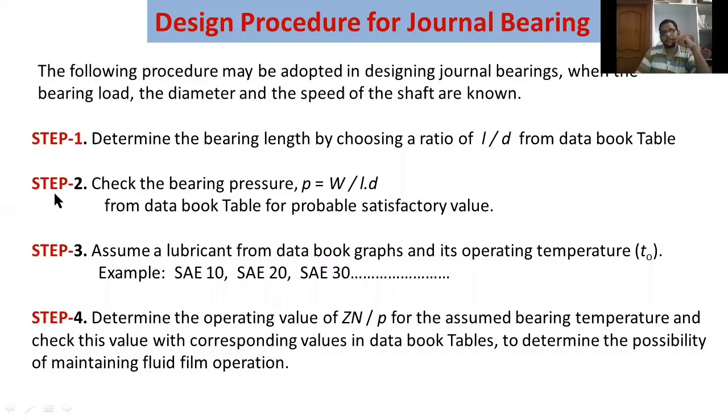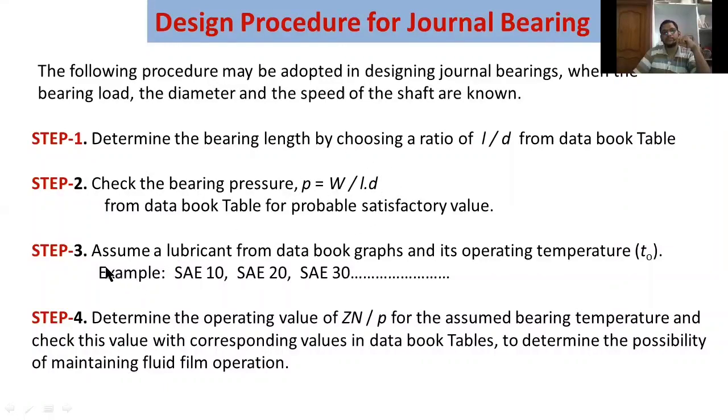In step number two, you have to check the value of bearing pressure. Here the formula for bearing pressure is P equal to load by area, where W is the load on the journal, L is the length of the bearing, D is the diameter of the shaft. From the data handbook you have to check the value.